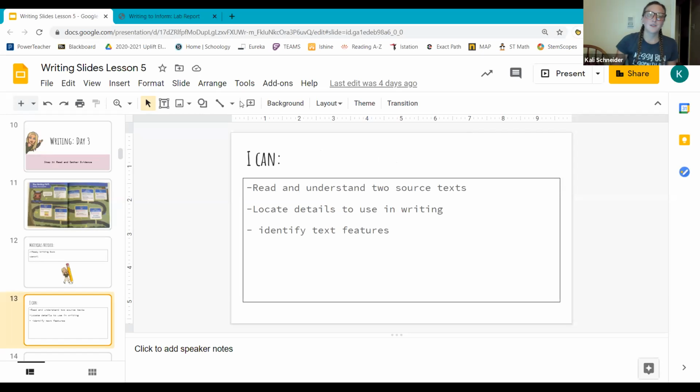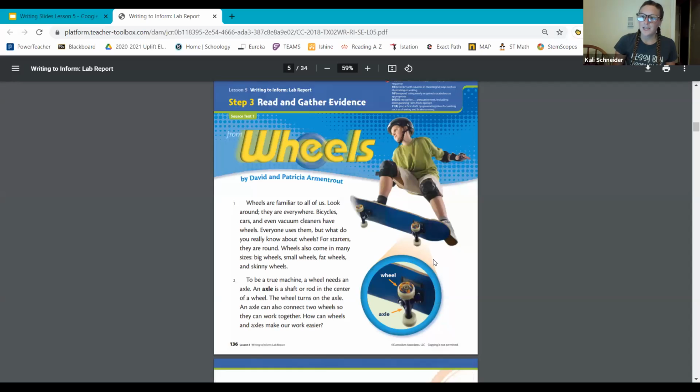Today we're going to read a mentor text. We're going to read and gather evidence, but we're only going to read half of it. It's a 4-page mentor text, so we're going to read the first 2 pages today, and then we'll finish the other parts next week. Let's read our first source text, called Wheels, because we're talking about wheels and how we can improve the speed. It's really important for us to understand how wheels work and how we can use them in our experiment.